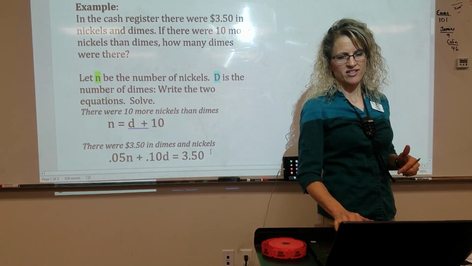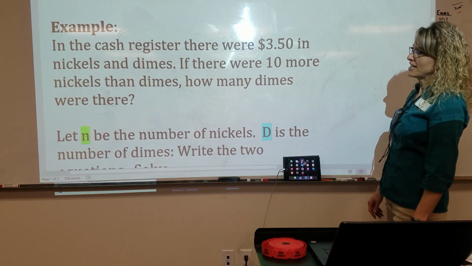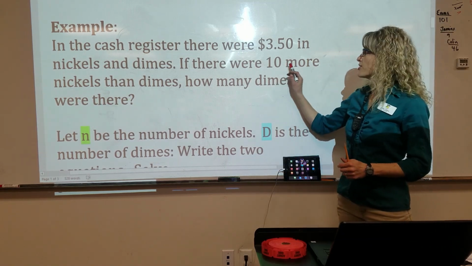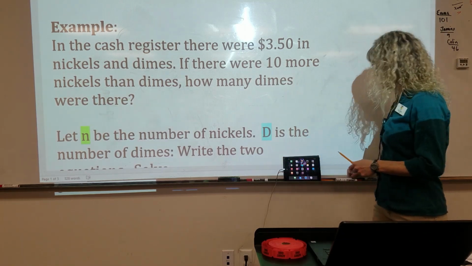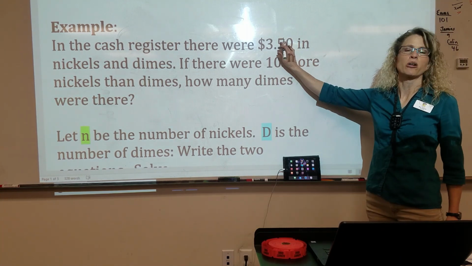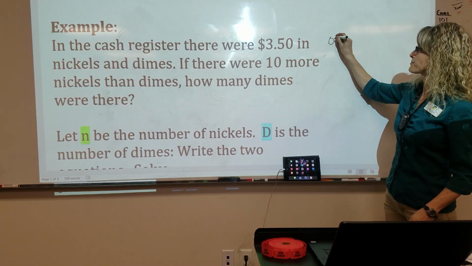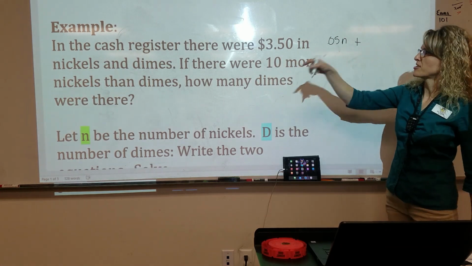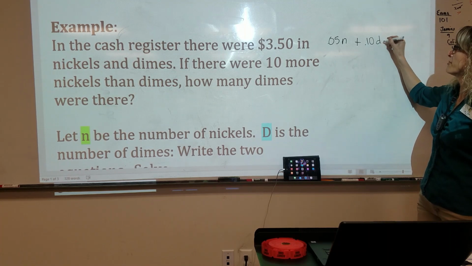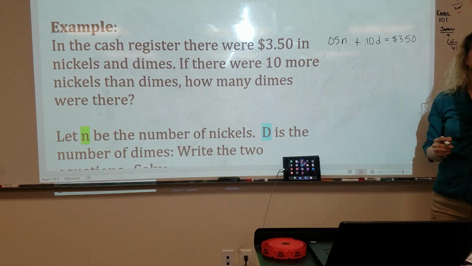So let's take a look at this example. In the cash register, there were $3.50 in nickels and dimes. If there were 10 more nickels than dimes, how many dimes were there? So there's a couple parts going on. There's a value part. When I see nickels and dimes, I think, oh yeah, it's 5 cents for every nickel. And I see dimes, I think, oh yeah, that's 10 cents for every dime. The total value is $3.50. So that's one of my equations.